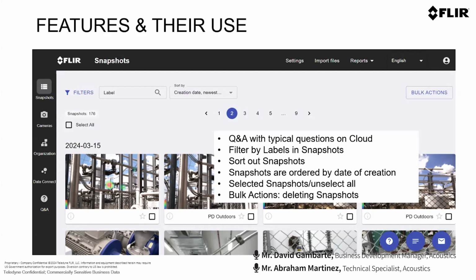Then we have here in the upper side, as you can see, filters. By clicking the keywords there, you will be able to filter the snapshots by labels. For example, if you just put PD, you will find all the PD snapshots if they are labeled with PD, partial discharge. You can put partial discharge. Whatever keywords you want to use, they are going to work there.